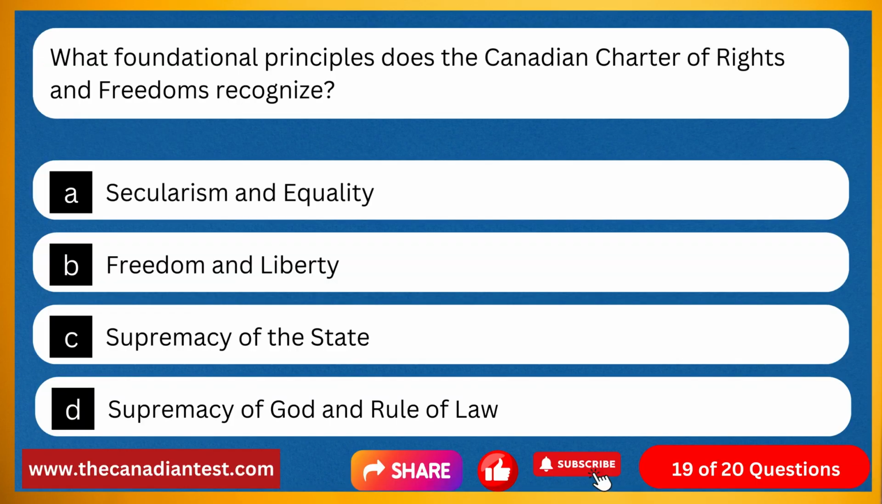Question 19. What foundational principles does the Canadian Charter of Rights and Freedoms recognize? Option A, secularism and equality. Option B, freedom and liberty. Option C, supremacy of the state. Option D, supremacy of God and rule of law.